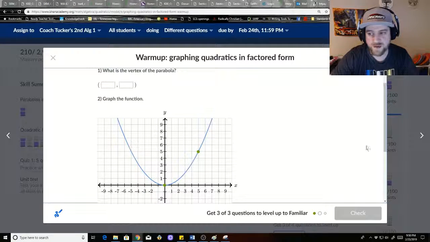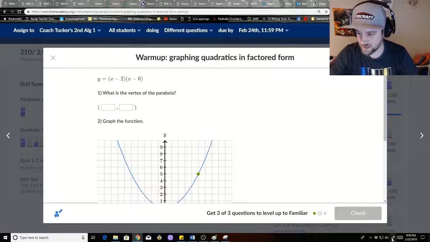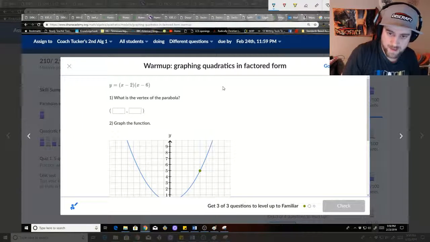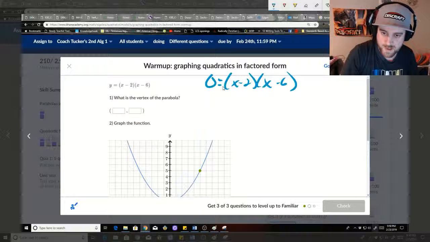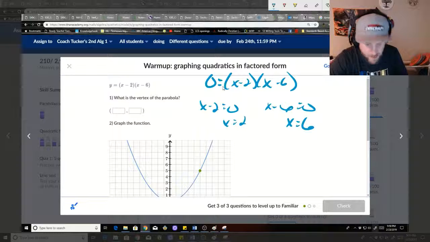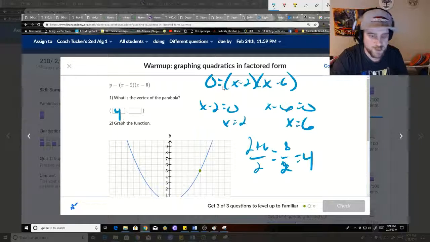We'll work this one a lot faster. Y equals x minus 2 times x minus 6. So let's go ahead and work the zero product property on this. So we have 0 is equal to x minus 2 times x minus 6. So x minus 2 equals 0, x minus 6 equals 0. So obviously x equals 2 and x equals 6. I know those are my two x values. What's halfway between them? Well, it's 4, because 2 plus 6 over 2 is 8 over 2, which is 4. So 4 is the x value of the vertex.